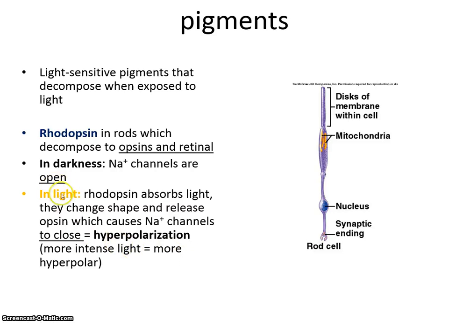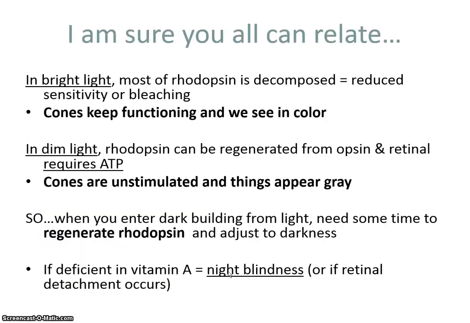So why do you see when it's light? Well, because your cones continue to work. So the rods are actually hyperpolarized, and we call this a bleaching effect, right? And so I'm sure you can relate. In bright light, most of the rhodopsin is decomposed, so you have reduced sensitivity or bleaching of the rods. But the cones keep functioning, and we see everything in color, right?